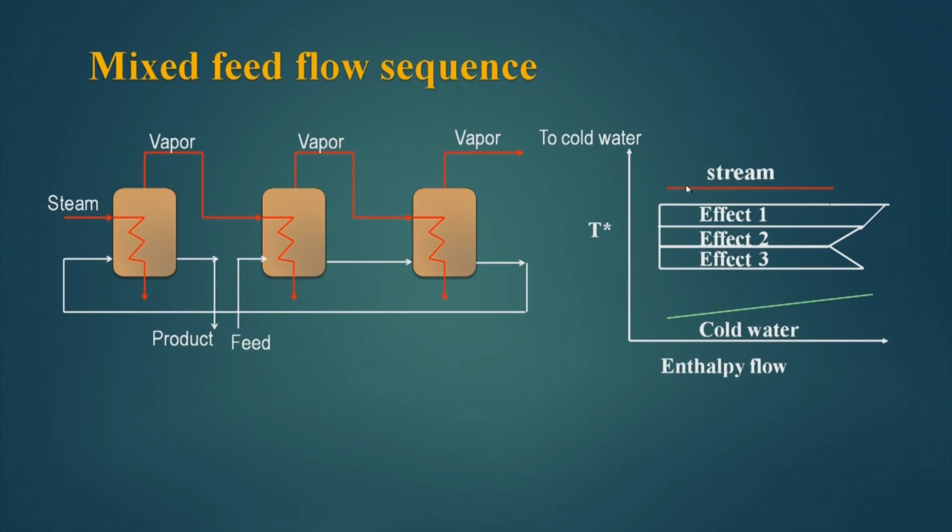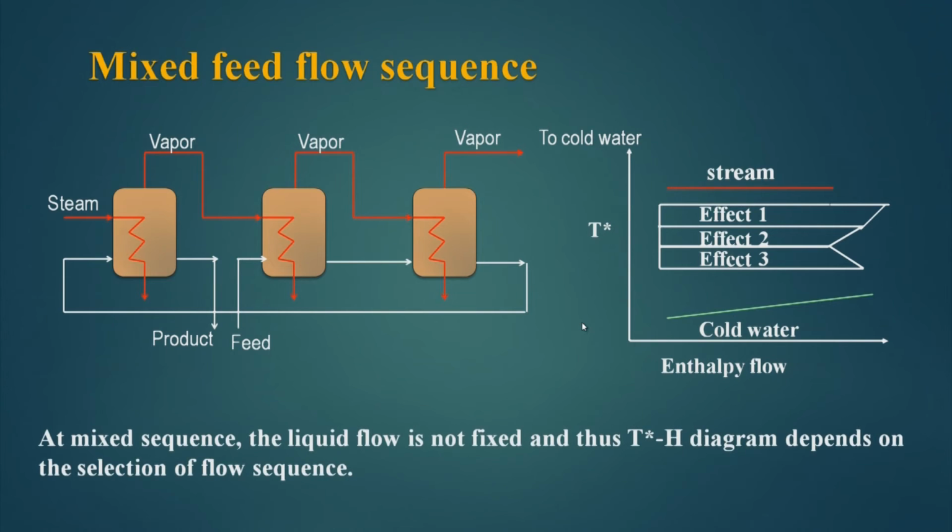It is also operating between two temperature levels. The highest temperature level is steam, the lowest temperature level is cold water. In a mixed sequence, the liquid flow is not fixed, and thus the TH diagram depends on the selection of the flow sequence.